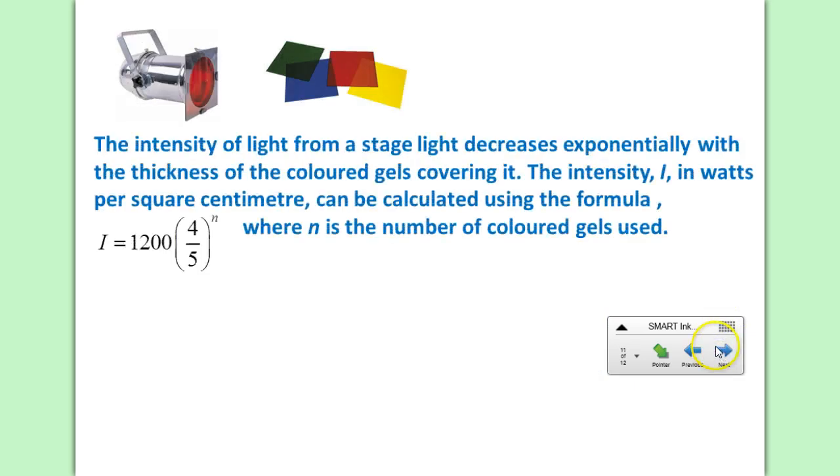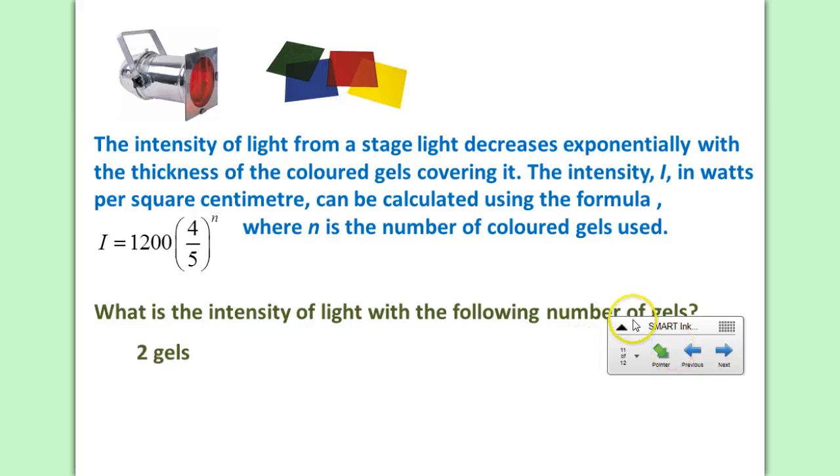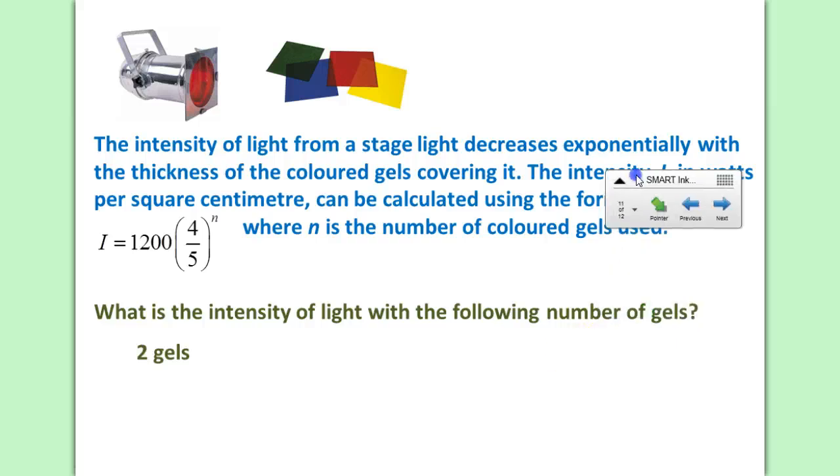Bit of an application. The intensity of a light stage decreases exponentially with the thickness of the color lens, and can be calculated by using this formula here. You start out with 1200, and then n is the number of colored gels used. So what is the intensity of light after 2 gels are added to the mix? Well, we'll put a 2 in there, and obviously we get 768 watts. What if we had, in this case, 4 gels? We would have 491.5 watts.